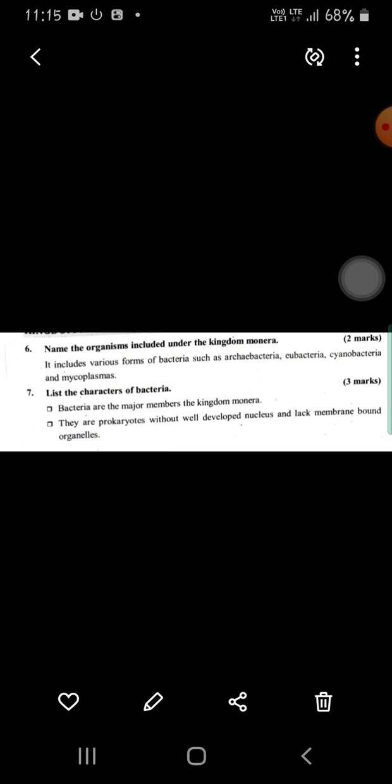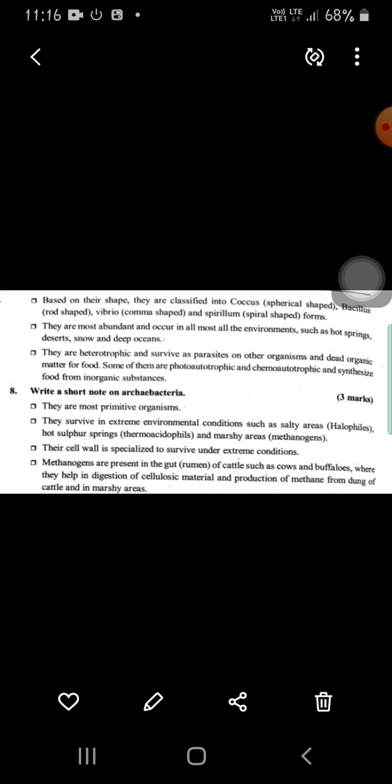Okay. And the next thing is, let us list the characteristics of bacteria. Bacteria belong to kingdom Monera, and they are prokaryotes. Bacteria are classified based on different shapes: coccus, which is spherical; bacillus, which is rod shaped; vibrio, which is comma shaped; and spirillum, which is spiral shaped. They can live in hot springs, deserts, snow and deep oceans. In these places also they can live.